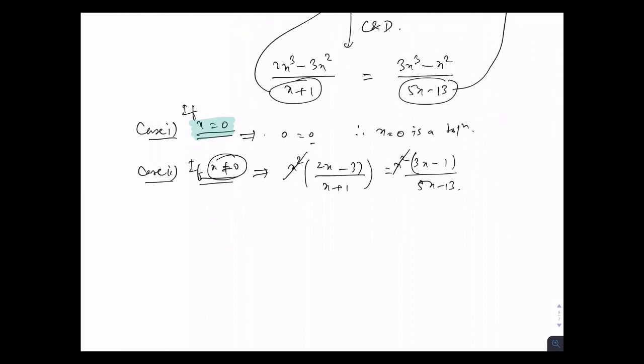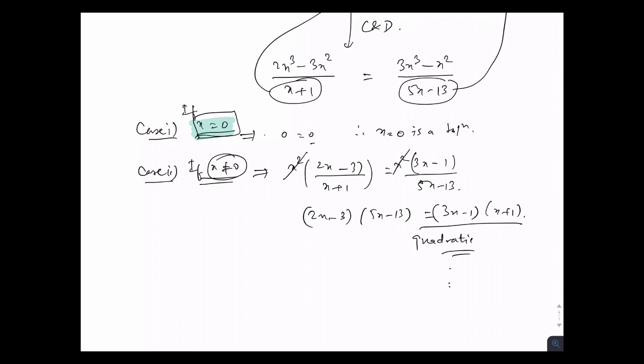Now if you see this equation, what is left to solve? It's very simple. (2x minus 3) multiplied by (5x minus 13) is equal to (3x minus 1) into (x plus 1). We have to solve this equation and it's a quadratic. Once you solve, you will get two more solutions from this equation. So x equal to 0 and two solutions coming from this, if at all it is solvable, depending upon the delta, which we'll study further. We will say that these three are the solutions, or two, or one, are the solutions to this equation.